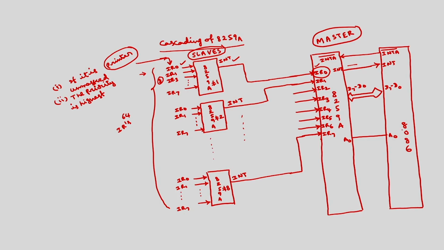Then 8086, after completing the execution of the current instruction, will send a pulse on INTA bar. Of course this INTA bar is connected to the INTA bars of all the 8259s. So this will be connected to INTA bars of all the slaves.